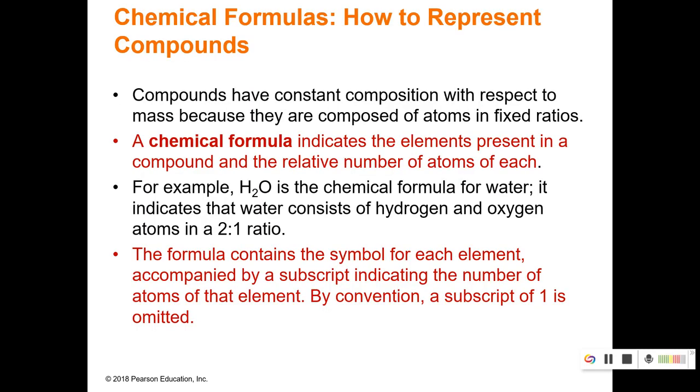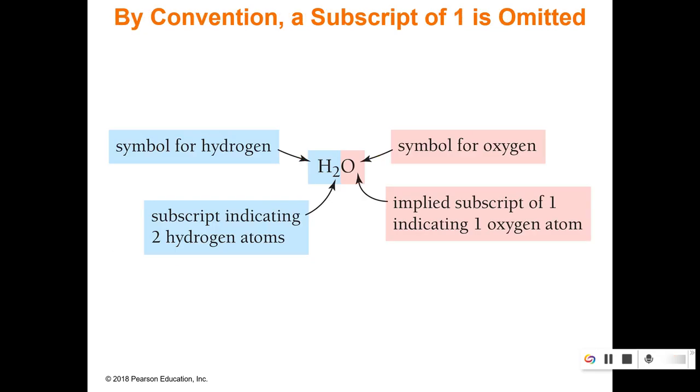Okay, so formulas, they're going to tell us the elements present and how many of that element is going to be there. So like for water, we have 2 H's and 1 oxygen. Also remember, a subscript of 1 will not be shown or is omitted. We don't normally write that. So don't write that in Mastering Chemistry. Make sure you do not write it.